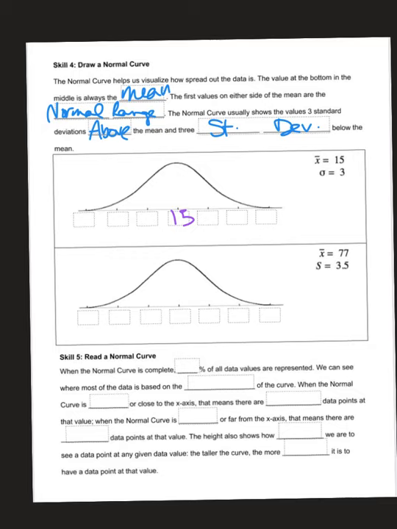It goes up in this direction. Just as numbers get bigger on the number line going to the right, same with numbers on our normal curve. So this number is going to be 15 plus 3, which is our standard deviation. So that number is 18. And I'm just going to keep adding my standard deviation to find these next 2 numbers. So 18 plus 3 gives me 21, and 21 plus 3 gives me 24.